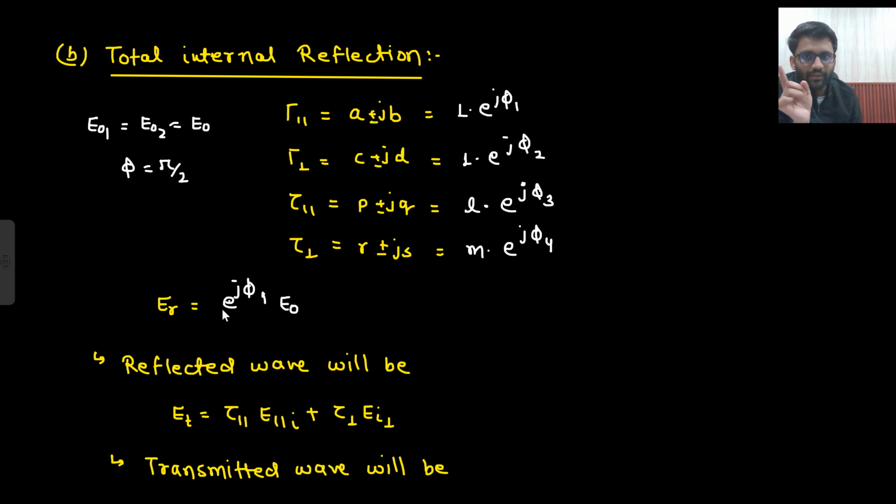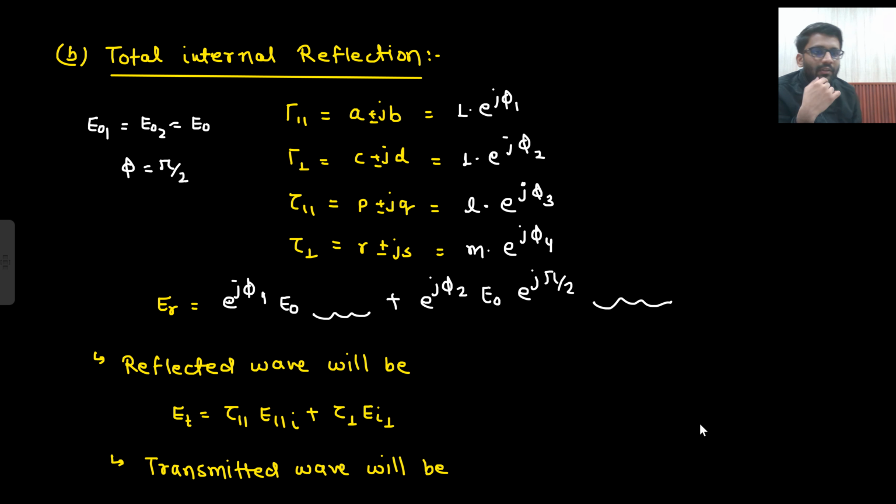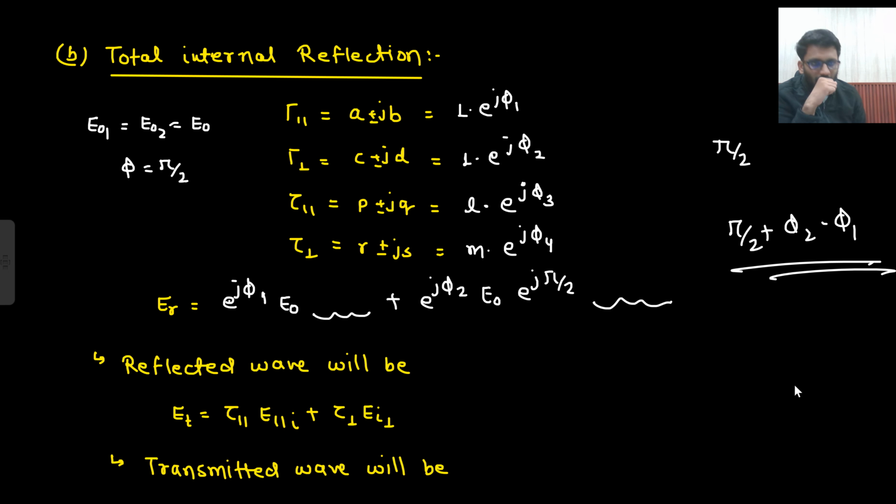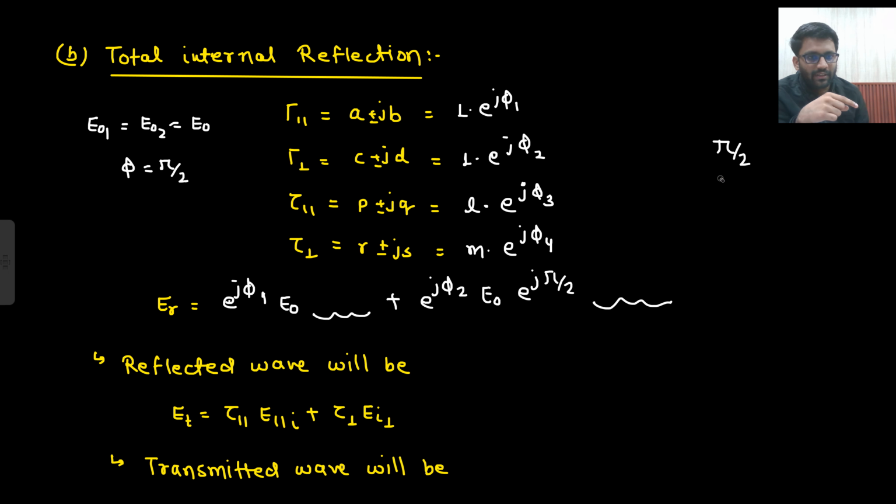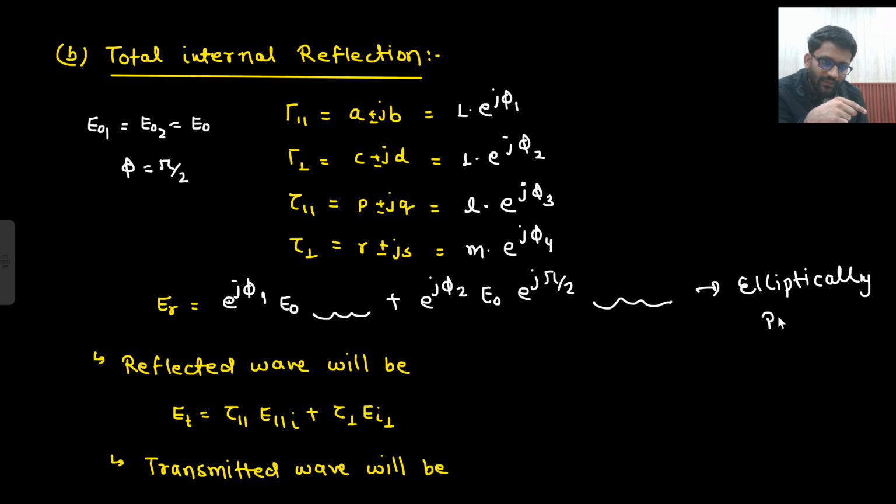The magnitude is 1. This is your reflection coefficient. The reflection coefficient is multiplied with E naught. This I don't care. Plus, next my reflection coefficient, that is also 1, is also multiplied with E naught. It was already having a phase difference of pi by 2. So previously the phase difference was pi by 2. Now what is the phase difference? Now the phase difference is pi by 2 plus phi 2 minus phi 1. So the phase difference is disturbed. That means it is elliptically polarized.